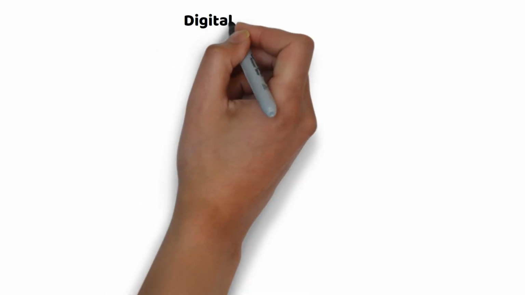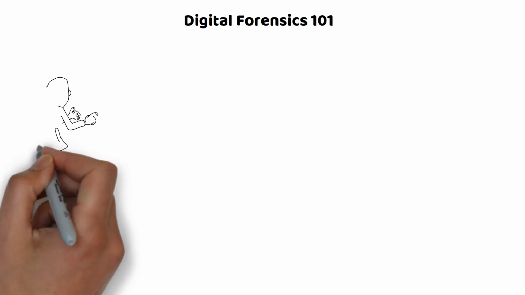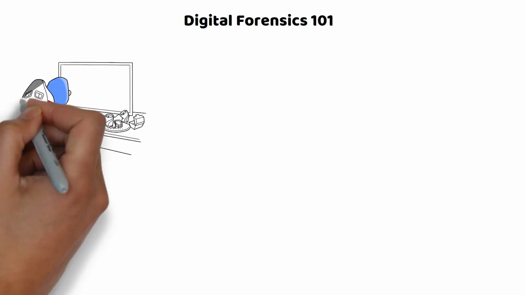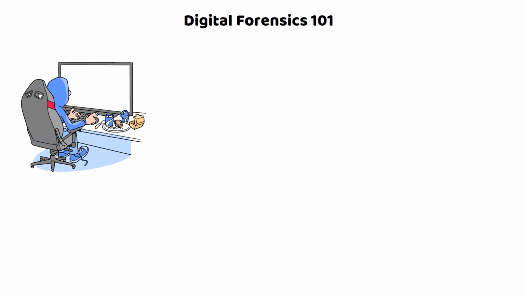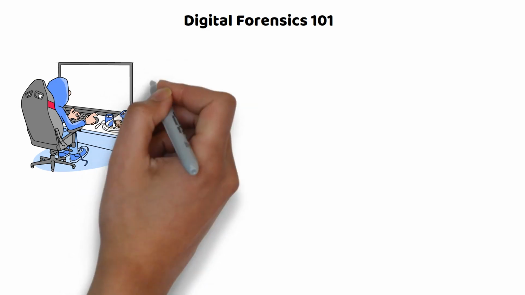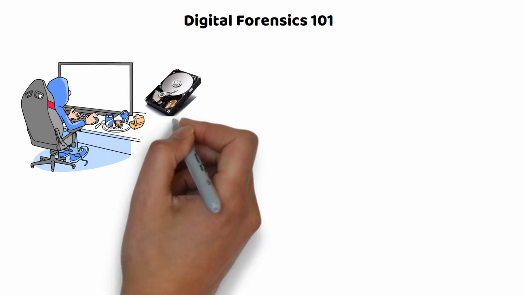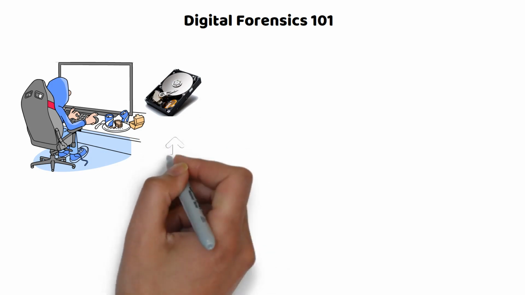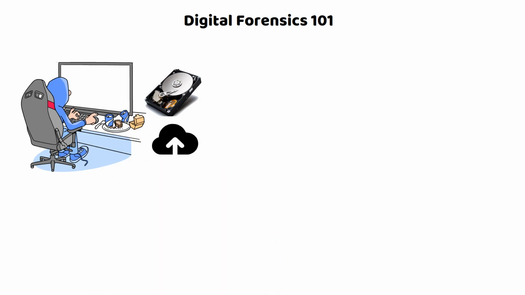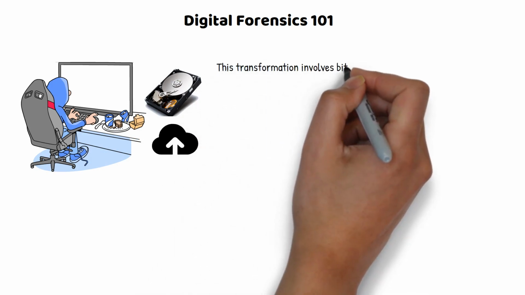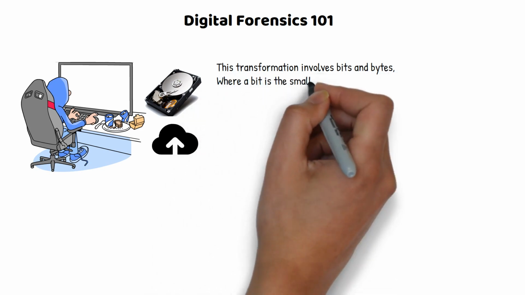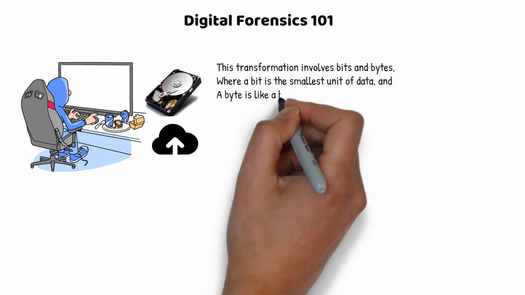Digital Forensics 101. Think of your computer as a busy bee. It buzzes around collecting data from various flowers, inputs like keyboards, mice, or the internet, then stores this nectar in its hive, hard drive, or cloud storage. The bees, processors, convert nectar into honey, usable information. This transformation involves bits and bytes, where a bit is the smallest unit of data, and a byte is like a basket carrying 8 bits.